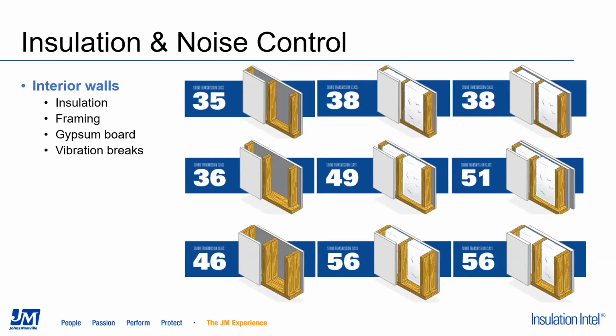When there's no resilient channel, those numbers are higher than these, and that's due to the thin section of 25 gauge steel being pretty flexible, and it provides a vibration break compared to a solid wood stud. So when you go to a heavier stud, similar to like 16 gauge, 20 gauge, or even 12 or lower, those will result in similar performance to wood studs since they approach the same stiffness as wood studs.